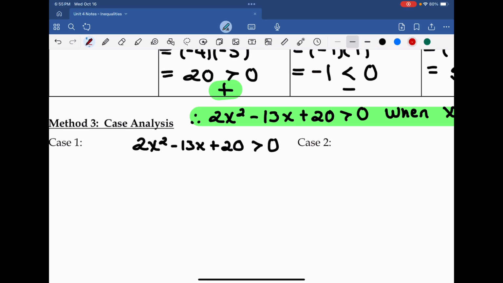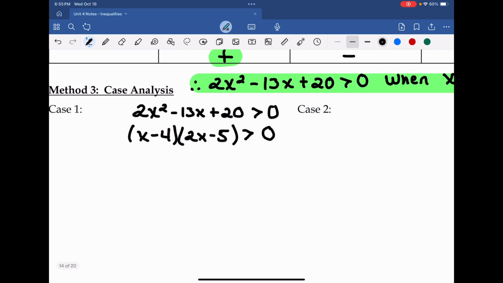If this inequality is to be greater than 0, and our first binomial is x minus 4 and our second binomial is 2x minus 5, and this has to be greater than 0, with this being in its factored form, then in order for this to be greater than 0, either both the terms must be positive or both the terms must be negative. In both these situations, as long as the binomials are both positive or both negative, you're going to end up getting something that is positive, or as we call it, greater than 0.